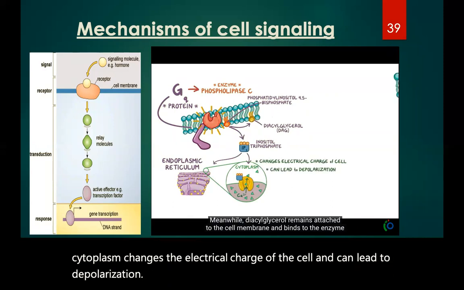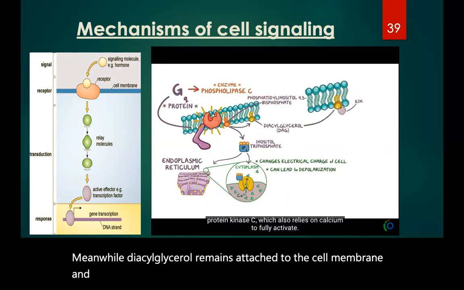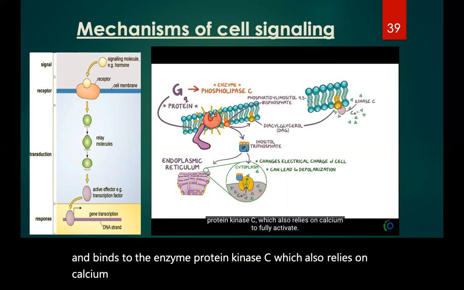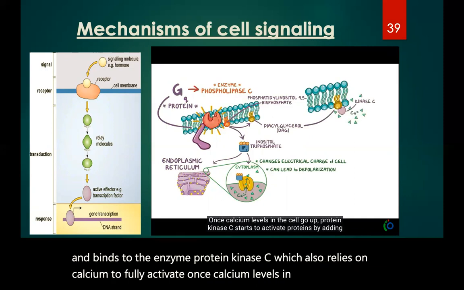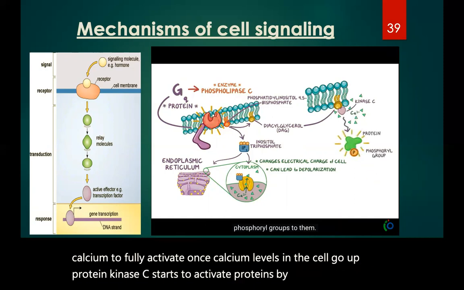Meanwhile, diacylglycerol remains attached to the cell membrane and binds to the enzyme protein kinase C, which also relies on calcium to fully activate. Once calcium levels in the cell go up, protein kinase C starts to activate proteins by adding phosphoryl groups to them.